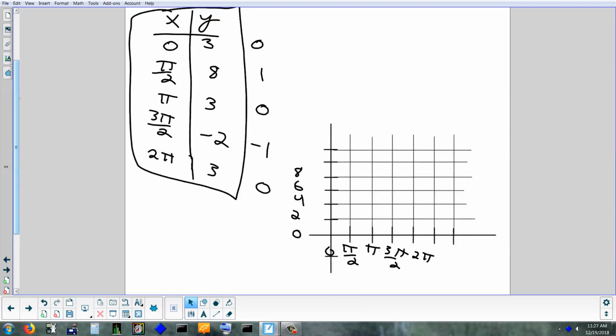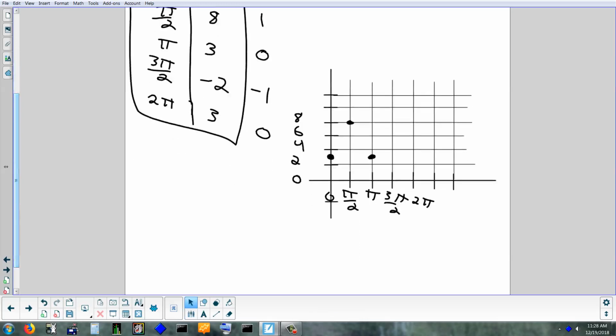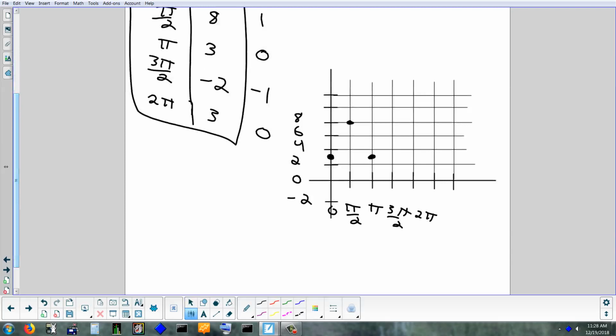Okay, let's see what it looks like. So we've got 0, 3. Since I'm going by 2's, I'm going to be in between lines, but it's not a huge deal. Pi over 2, we're at 8. Pi, back at 3. I did move my labels up a little too far. Let's put them right there. You can move them up, but not as far as I did. 3 pi over 2, we're at negative 2.